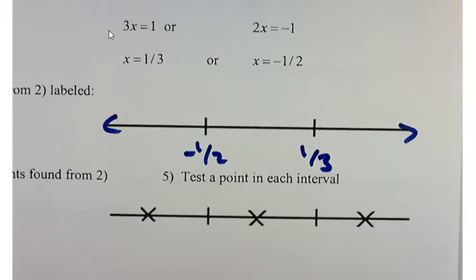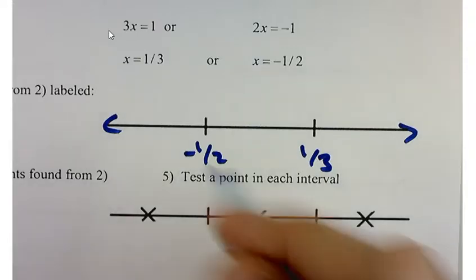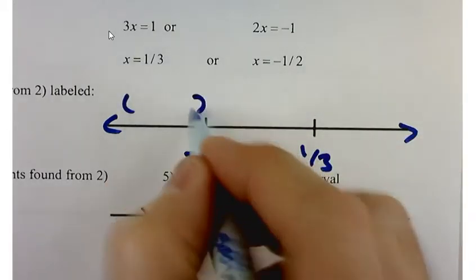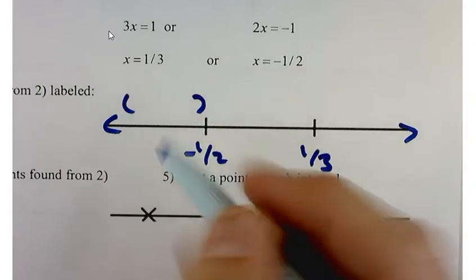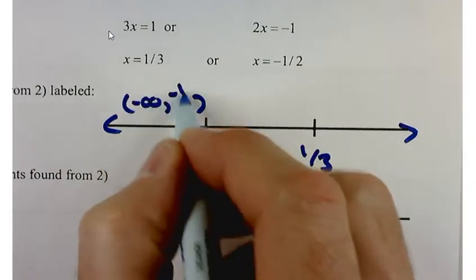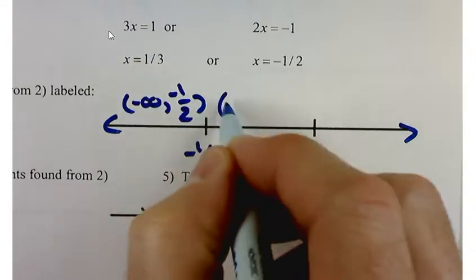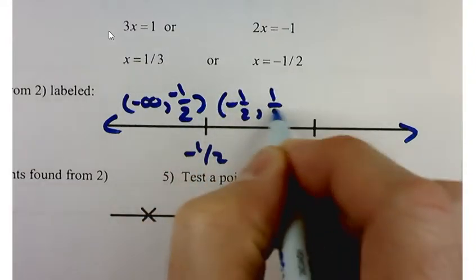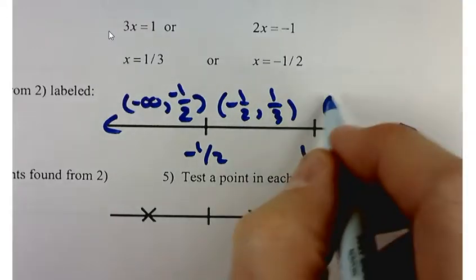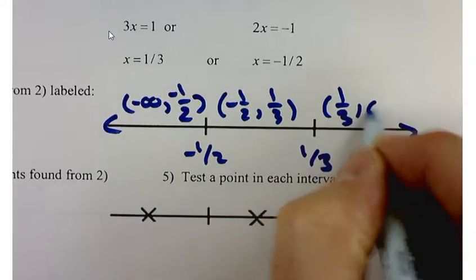These two numbers break up your number line into 3 intervals. Let's see if we can figure out what these intervals are. In interval notation, what's this interval? What's at the left-hand endpoint of this one? Negative infinity to negative 1/2. Negative 1/2 to 1/3. How about the last one? Good, 1/3 to infinity. Thank you.